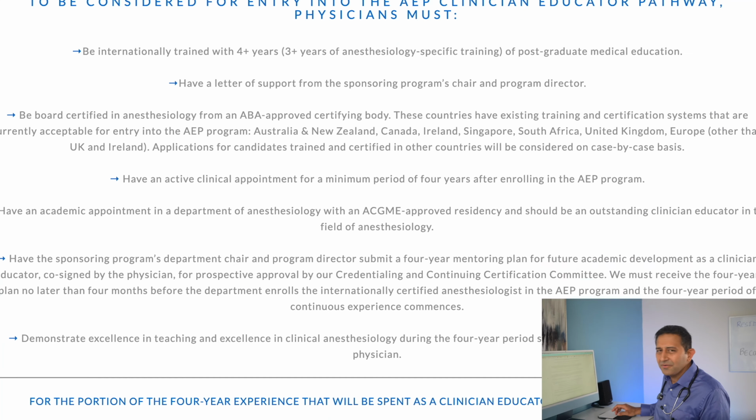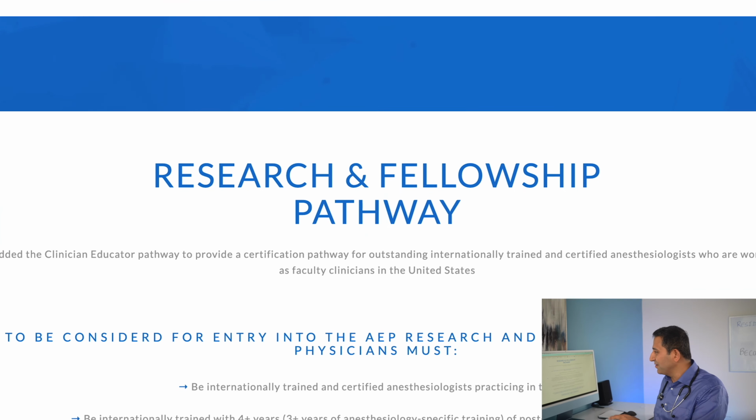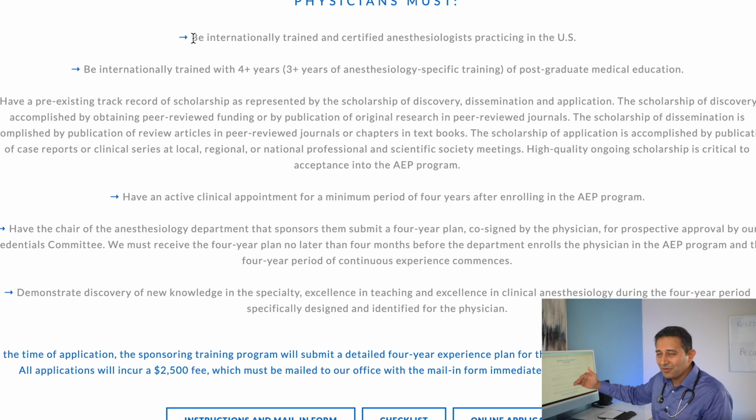First, let's look at the Research and Fellowship Pathway. This is good for candidates from any country. Now, if I scroll down this page on the ABA website, it clearly specifies what the requirements are to be in this pathway. Now, this is what is expected of you. You have to be internationally trained, of course, with 3 or 4 years of anesthesia-specific postgraduate medical education training. What this means is, your anesthesia training has to be at least 3 years. I say this because there are many courses, like a diploma, which is offered for 2 years, and these candidates are not eligible to be in this pathway.